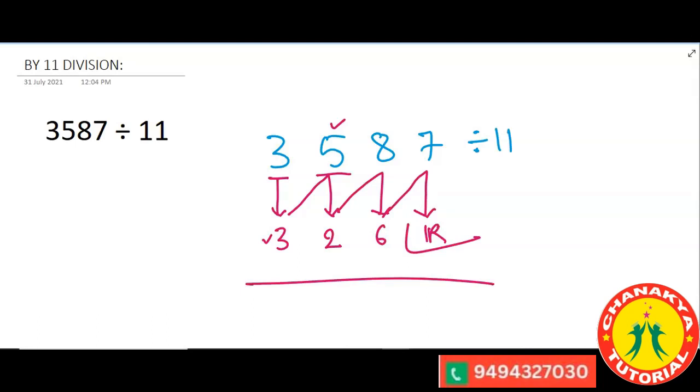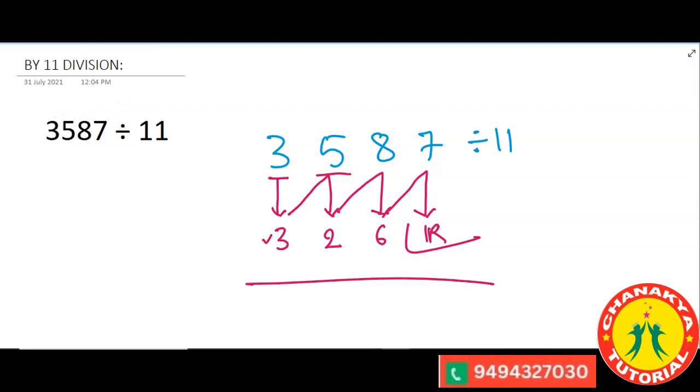Understood? Even if you check directly also, here it is 3 times with remainder 2, 22, 2 times, 67. So 6 times if we take 66 with remainder 1. So here also the last digit is the remainder.